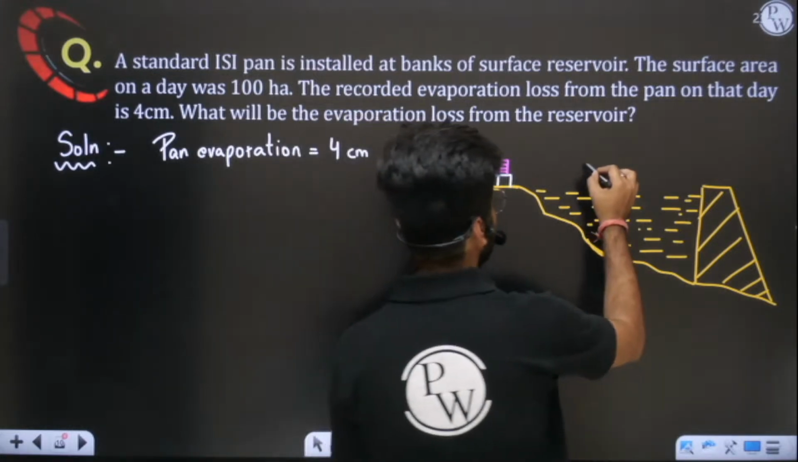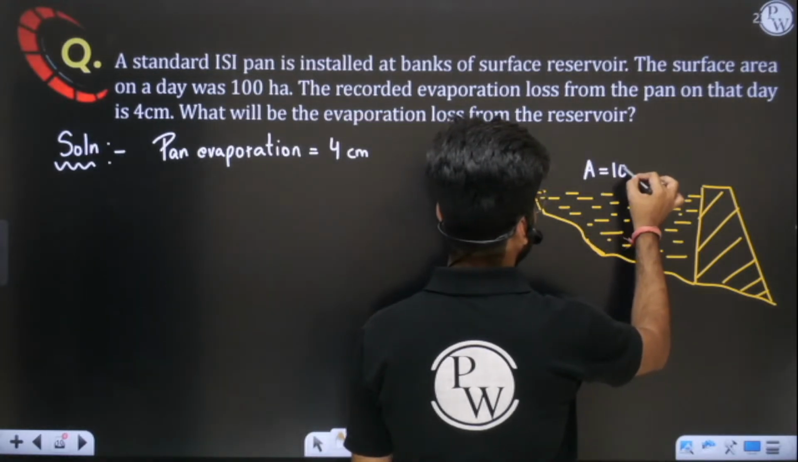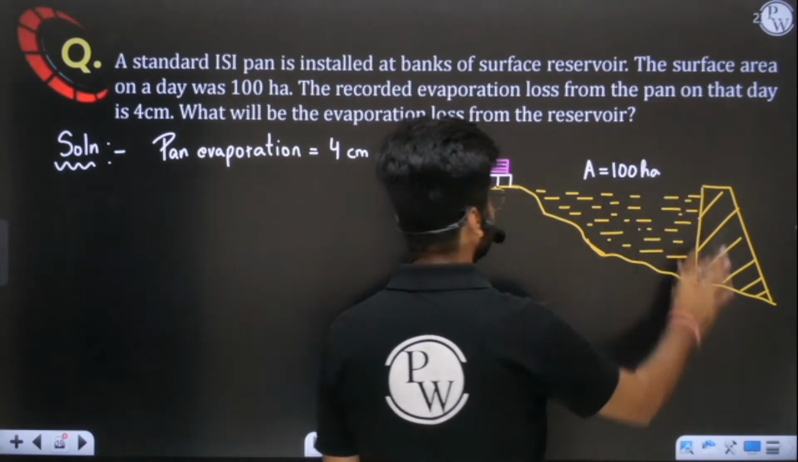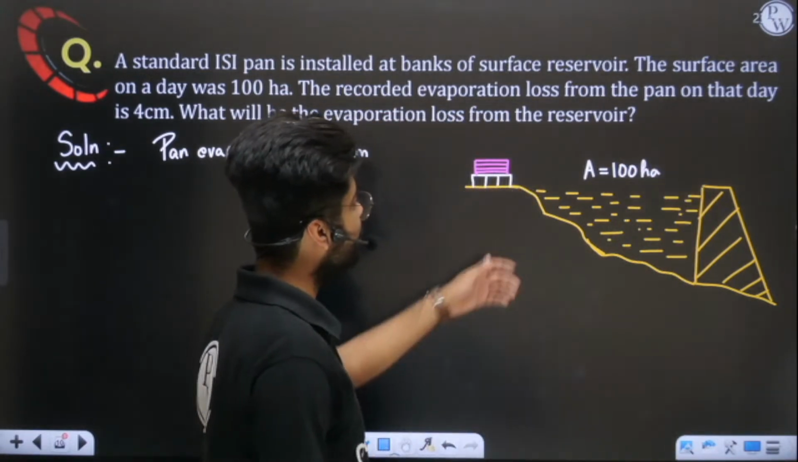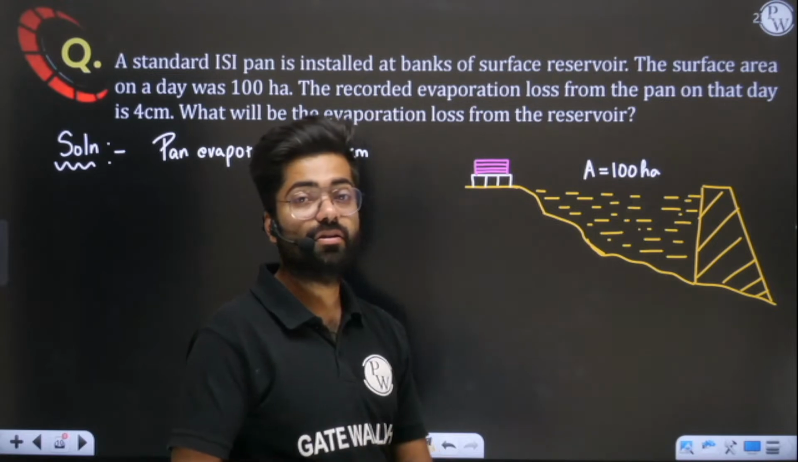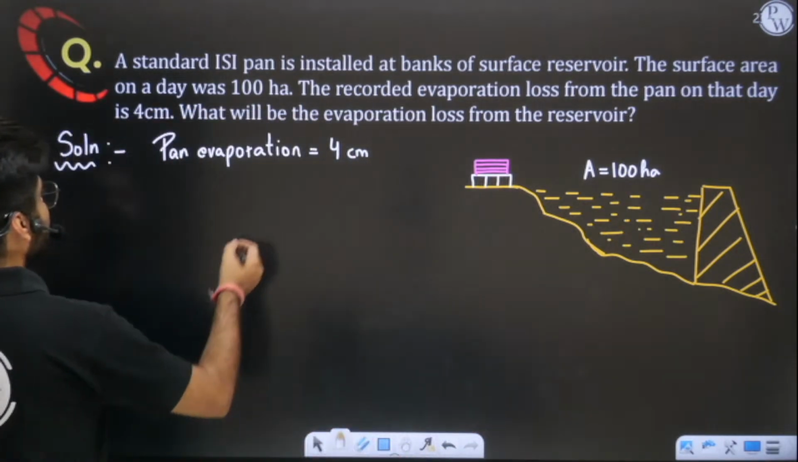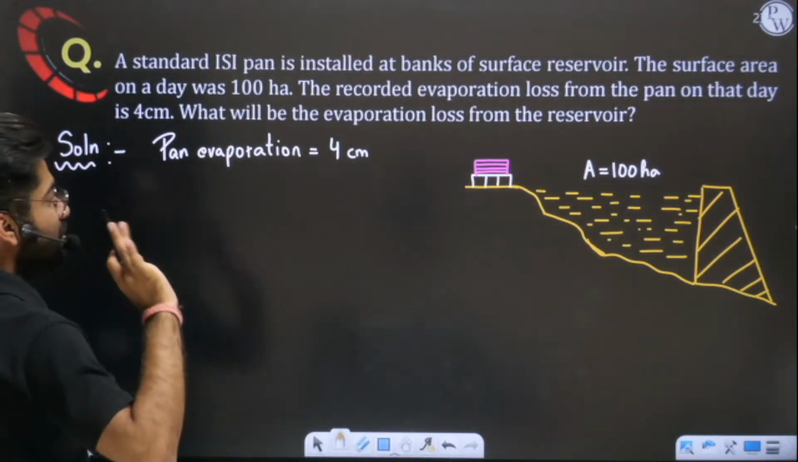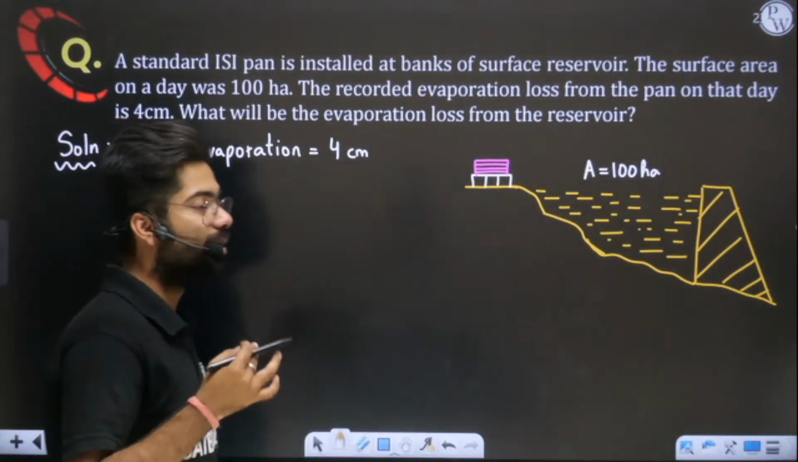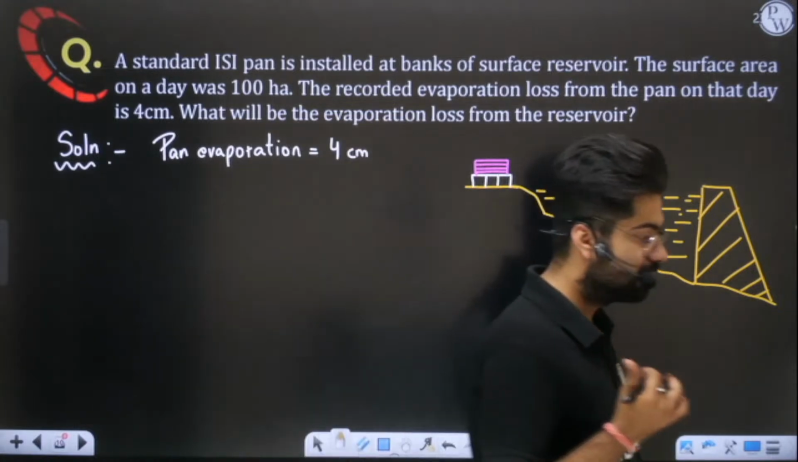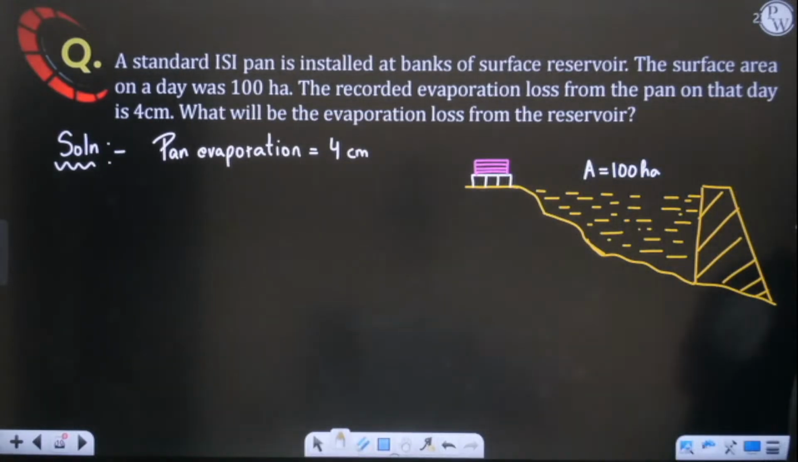Let me write here. Area of this reservoir is 100 hectare, and in the vicinity of this lake we have installed a pan, and in that pan, in a single day, 4 centimeter water has been lost. Now, how much water will be lost in the lake?